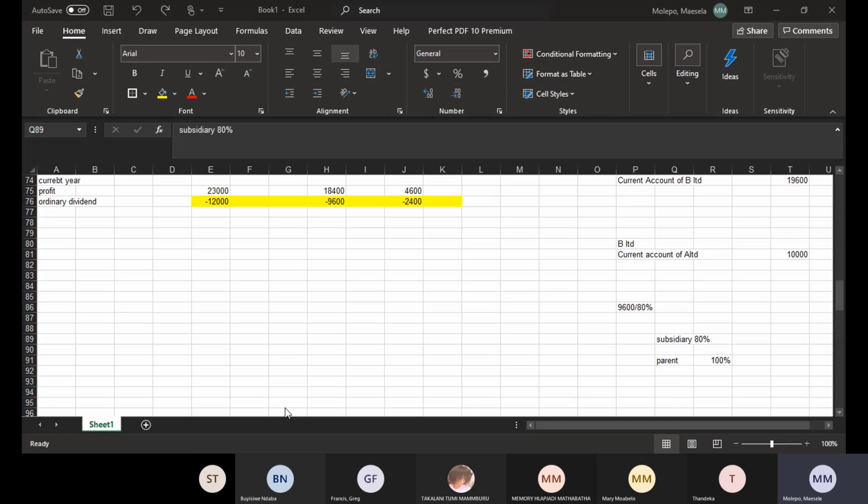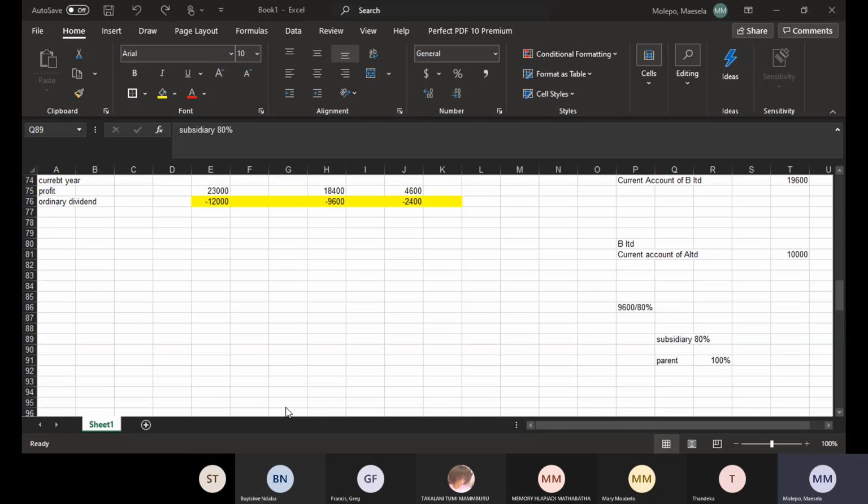Hence, the dividend payable by B Limited is 9.6, and the current account of A Limited will be 9.6. After making the entry above, the current account in B Limited is also equal to 19.6, which will be the 10,000 plus 9,600. We can eliminate the two accounts against each other: the current account of A Limited is 19.6, and the current account of B Limited in A Limited will be 19.6. So they are now eliminated, which means the current accounts no longer exist. When we do our consolidation, there's no movement of the current account which will be shown.